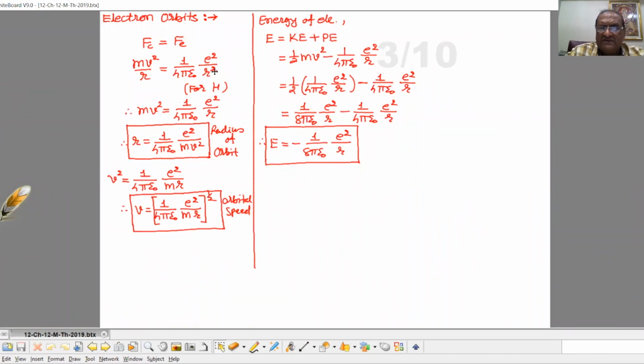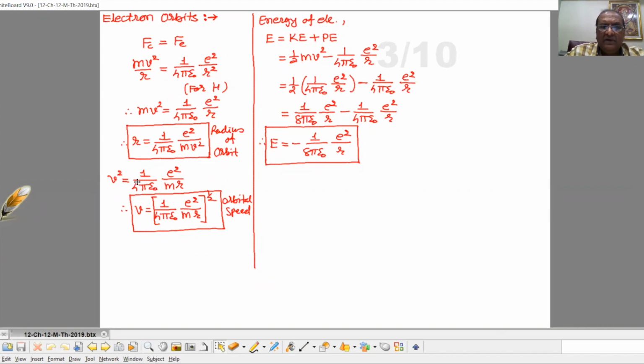Now mv square is equal to 1 upon 4 pi epsilon 0 e square by r. One r is cancelled from both sides. So if we make r the subject, then r equals 1 upon 4 pi epsilon 0 e square upon mv square. This is the equation for the radius of the orbit of the electron.